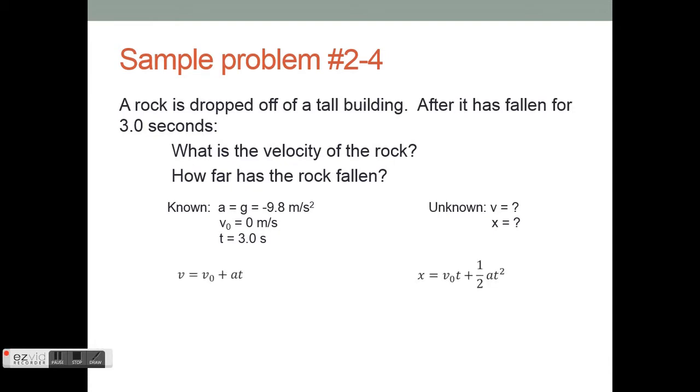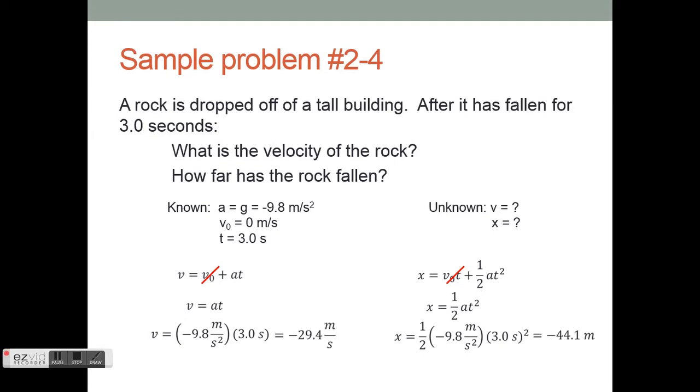If we look at the equations I would use, to calculate v, I'd do v initial plus at. To calculate x, v initial t plus 1/2 at squared. Since v initial is 0 in both cases, that first term in both these equations cancels out. I get v is equal to at and x is equal to 1/2 at squared. At this point I can substitute my values in. v is equal to negative 9.8 times 3. x is equal to 1/2 times negative 9.8 times 3 squared.